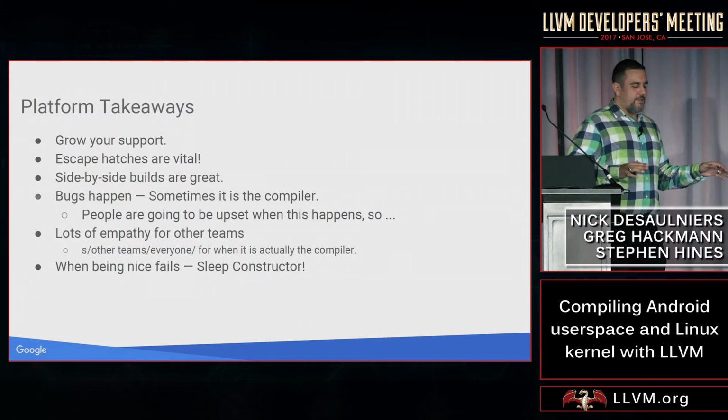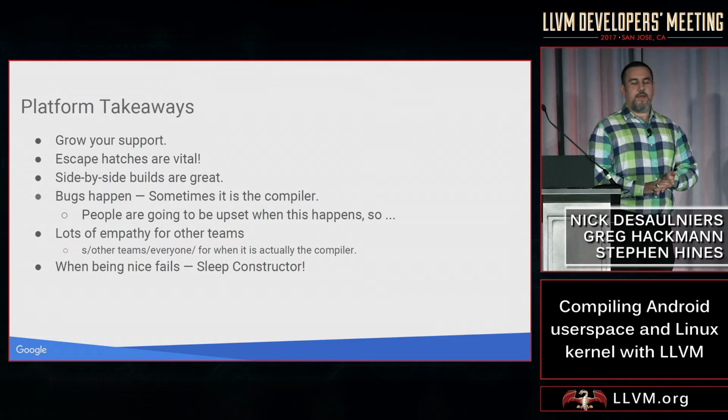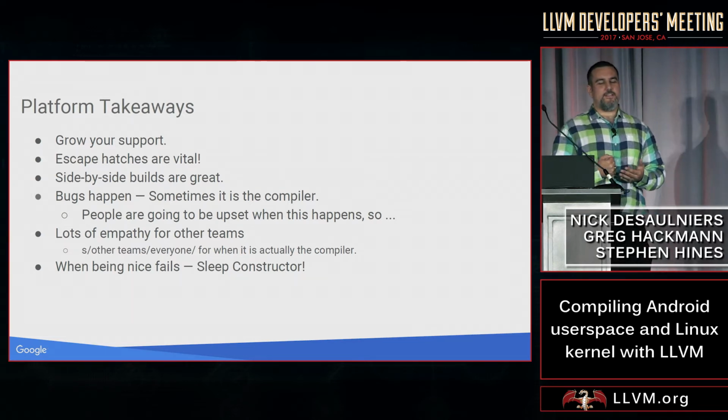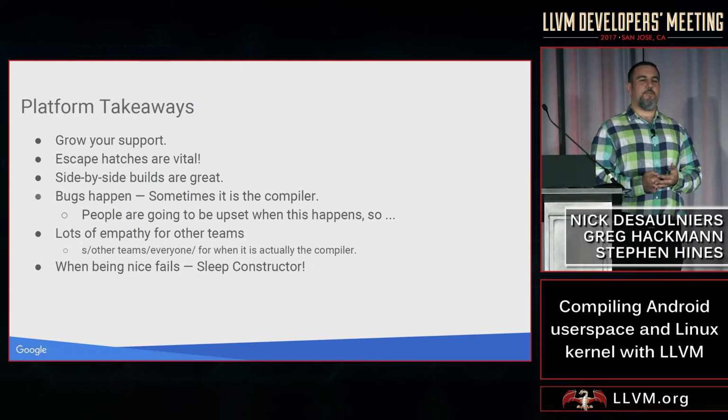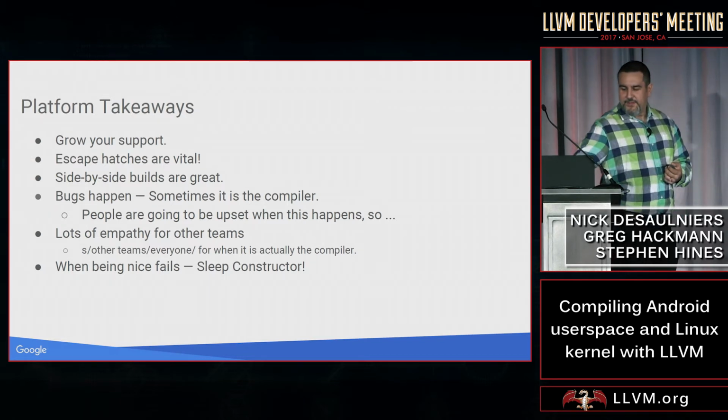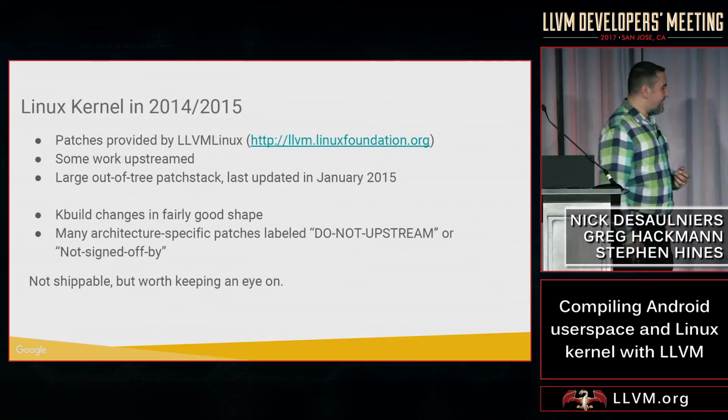So these are my takeaways. I don't want to take up any more of your time. Grow the support, escape hatches, side-by-side build. Bugs are gonna happen, and have that empathy for everyone else because you're gonna need it when your stuff is wrong too. We all know this. Compilers do have bugs. And when being nice fails, don't forget about sleep constructor. So with that, I'm going to turn it over to Greg.